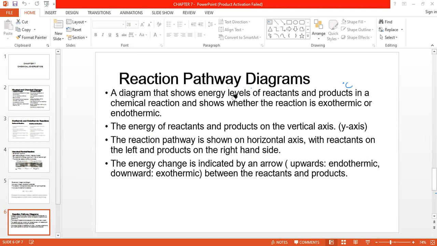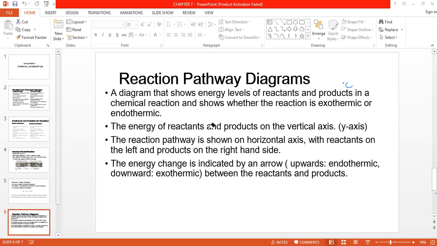A diagram that shows energy levels of the reactants and the products in a chemical reaction and shows whether the reaction is exothermic or endothermic. So the energy levels of the reactants and products are also covered in this type of reaction pathway diagram, and whether a reaction is exothermic or endothermic is also included in these diagrams.